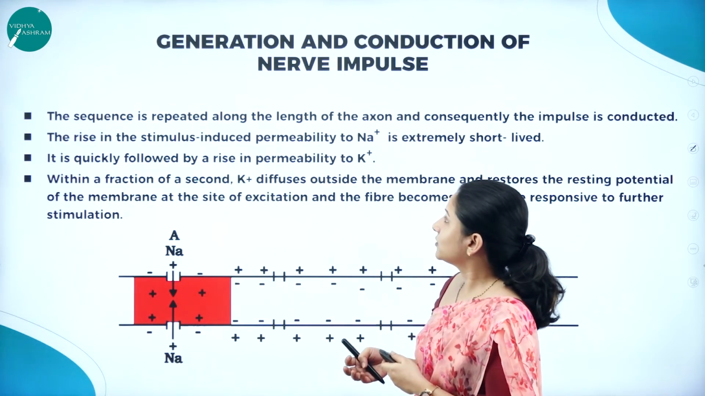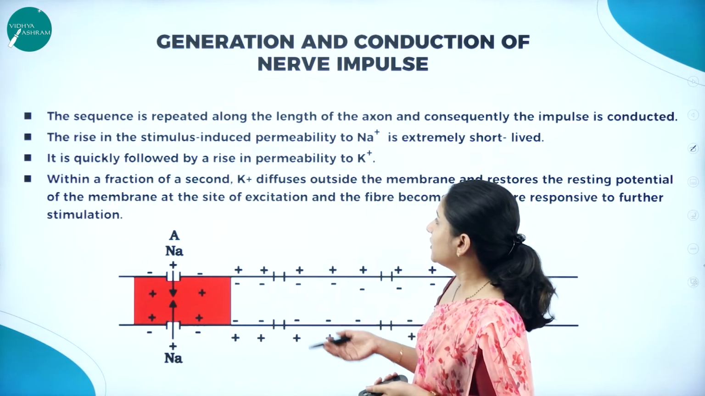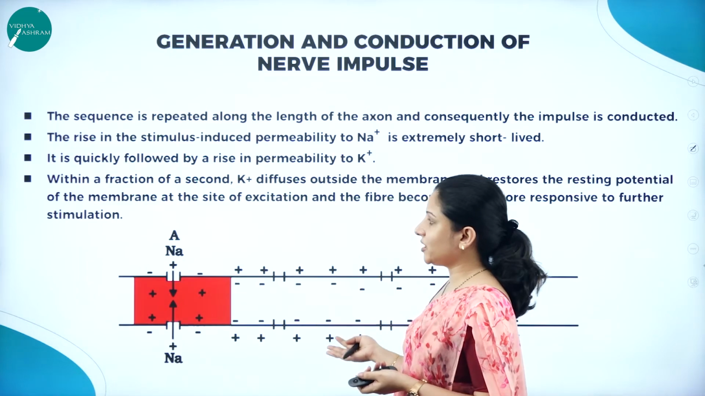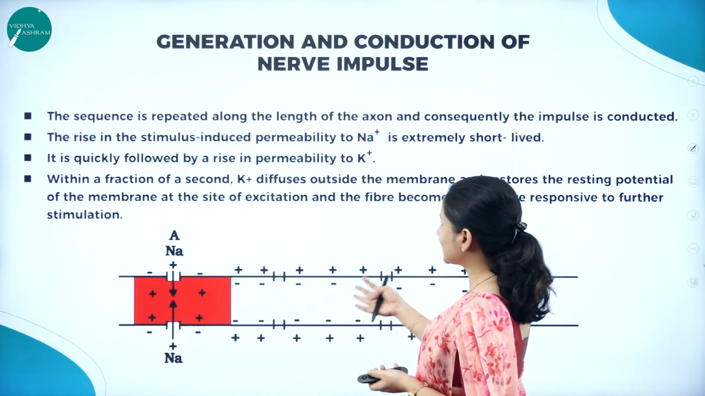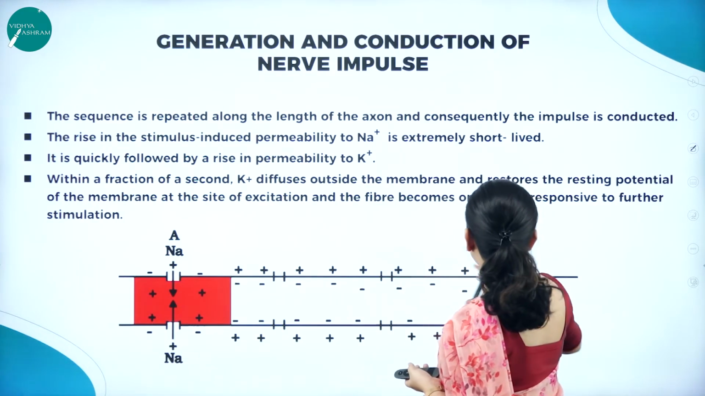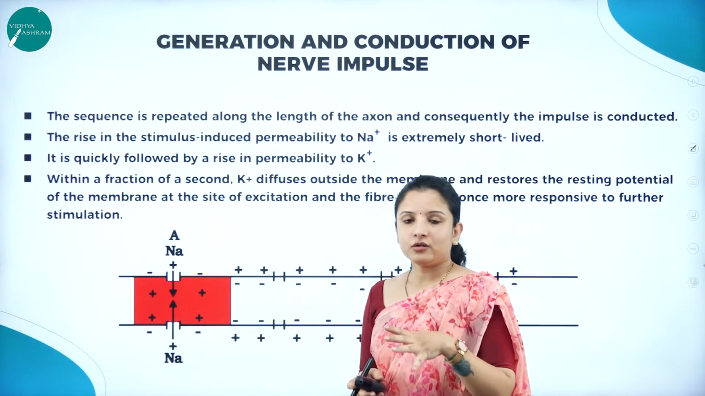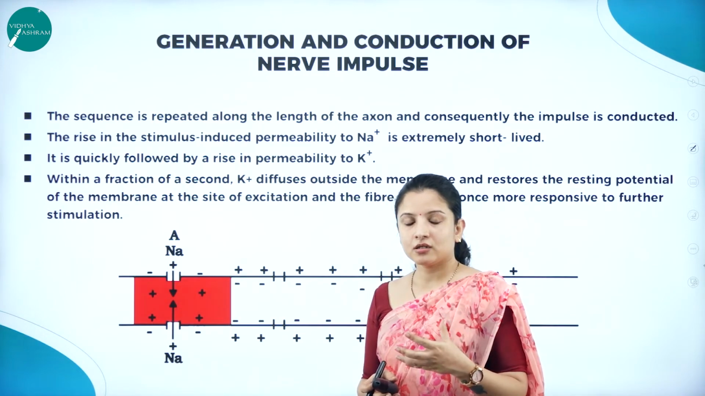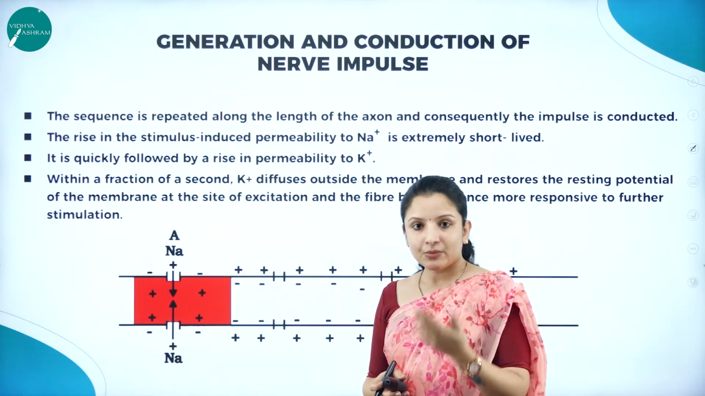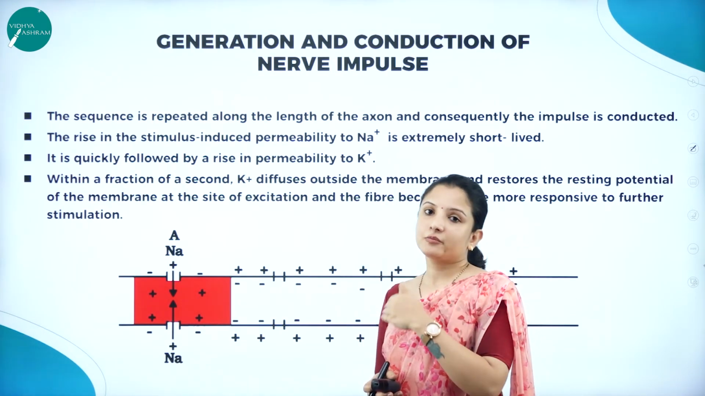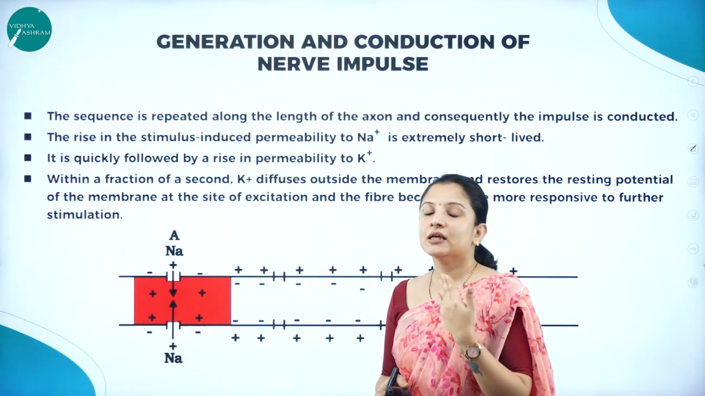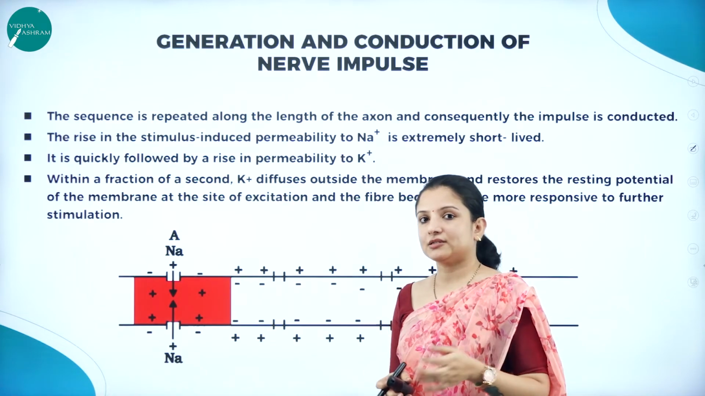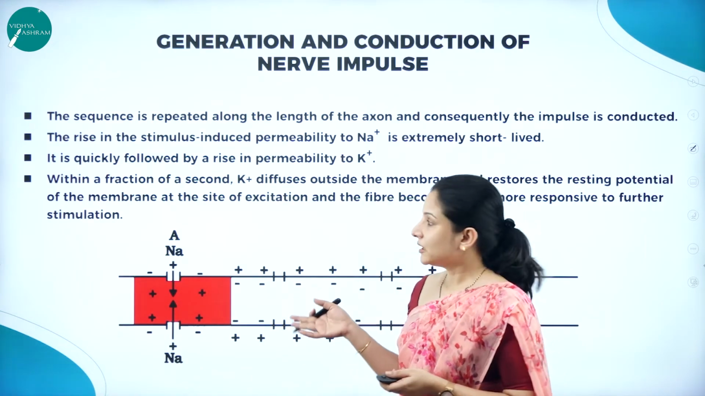So this was about generation and conduction of nerve impulse. This is how the sequence is repeated. I need not explain this again because I told you the sequence gets repeated, wherein the entire axon becomes stimulated, becomes depolarized, wherein inside it will become completely positive charge and outside it will become completely negative charge. That is depolarization. That is how nerve impulse is conducted.